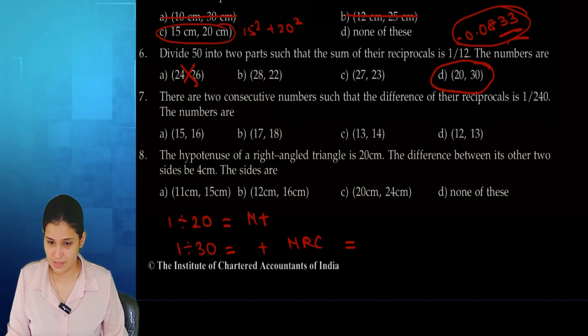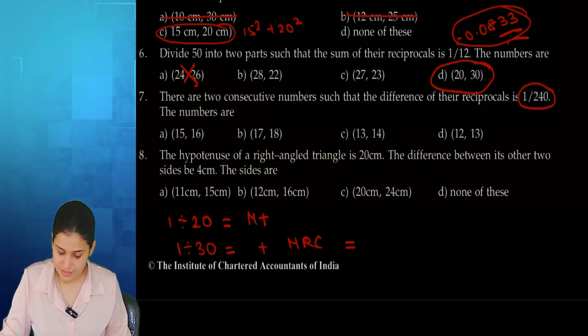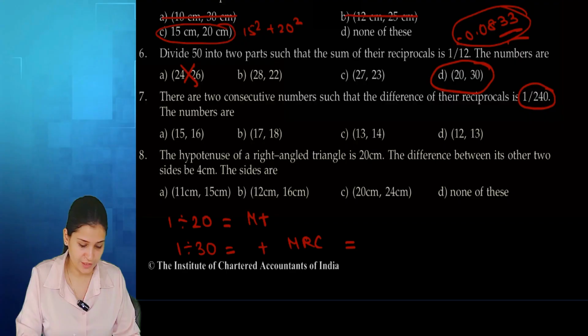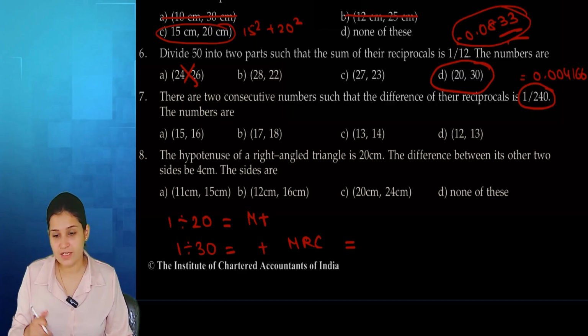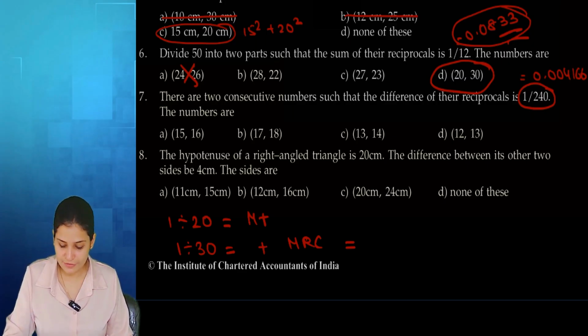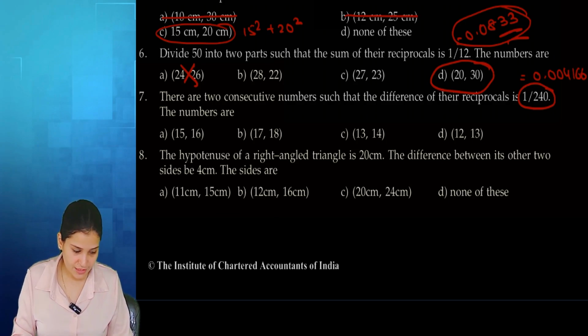Yes, ma'am. Now let us try to use the calculator. What is 1 upon 240? 0.004166. That means I want the difference to be that. Do you all agree? Yes, ma'am.